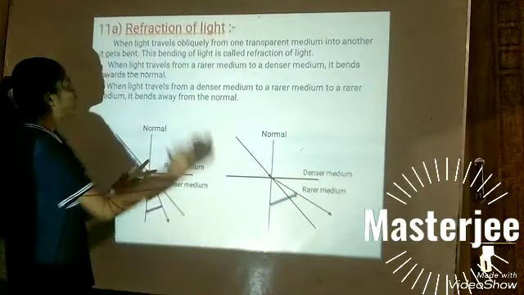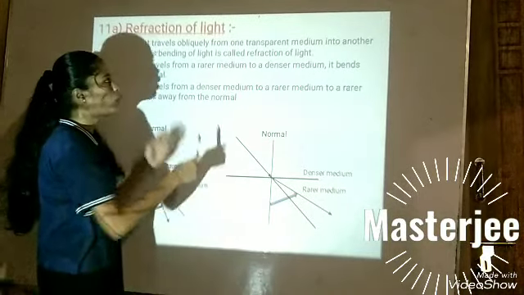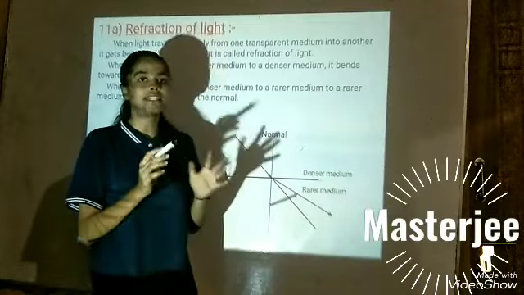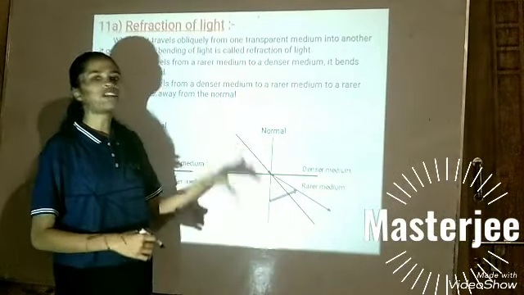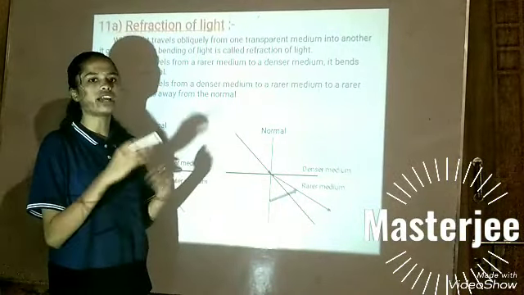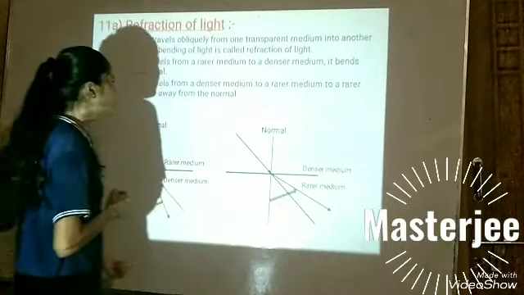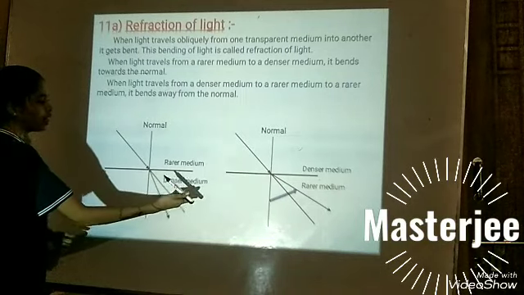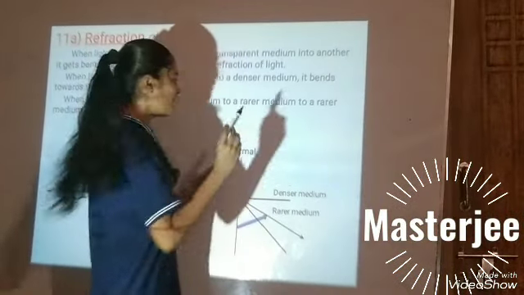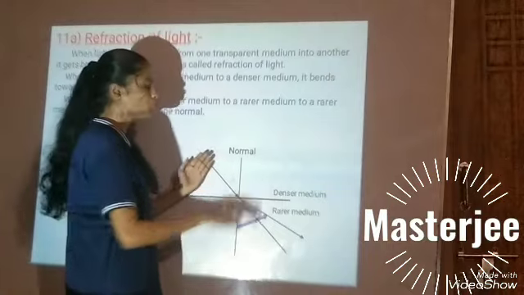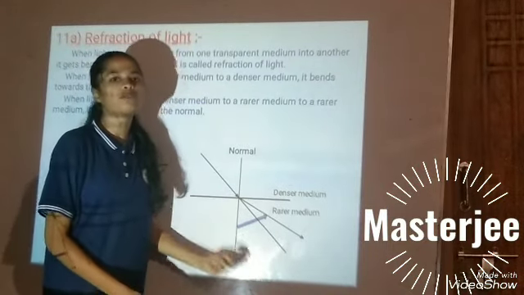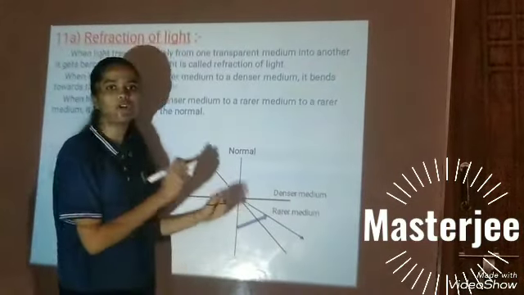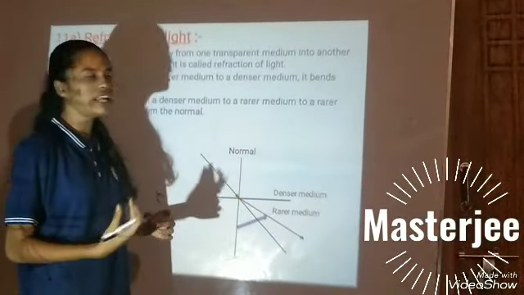Refraction of light. When light travels obliquely from one transparent medium to another, it bends into the other medium. When light enters from one medium to another, it experiences bending. When light enters from the denser medium to the rarer medium, the ray will go away from the normal. This is also a kind of refraction which takes place in our daily life.